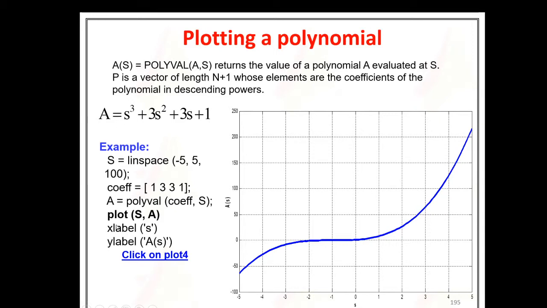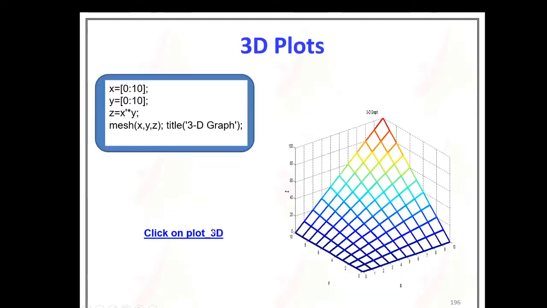Now it is plotted between s and a. You can see here it starts from minus 5 to 5. We are having the 100 values. It is plotted versus the newly evaluated value from polyval, s versus a. So we are having x label s and y label a of s.